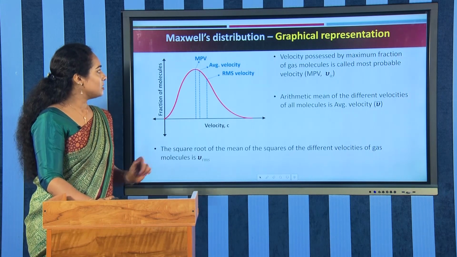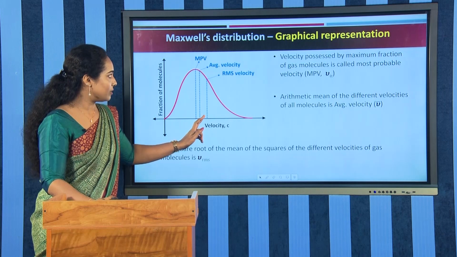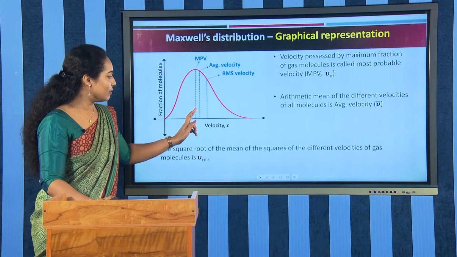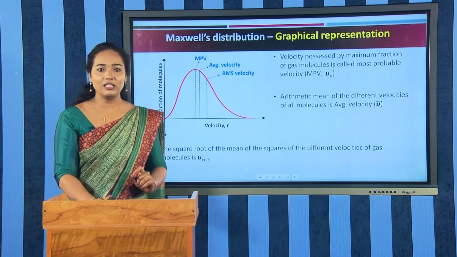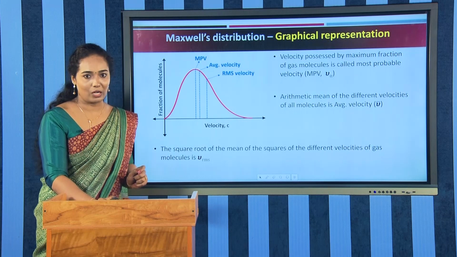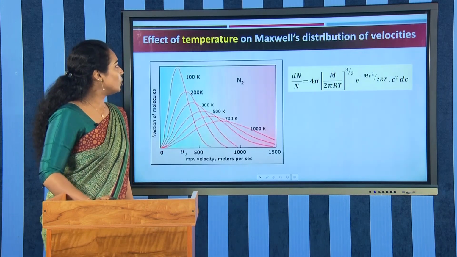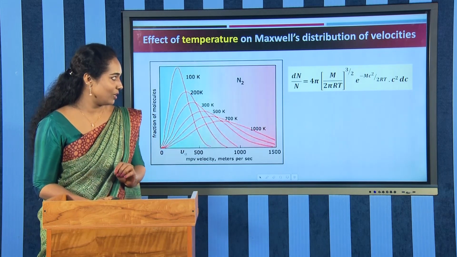Okay, and from the graph it is also clear that the RMS velocity will be greater than average velocity, which will be greater than most probable velocity. So, now you might think that why this average velocity is not itself the most probable velocity. Okay. Now, we will look at the effect of temperature on Maxwell's distribution of velocities.